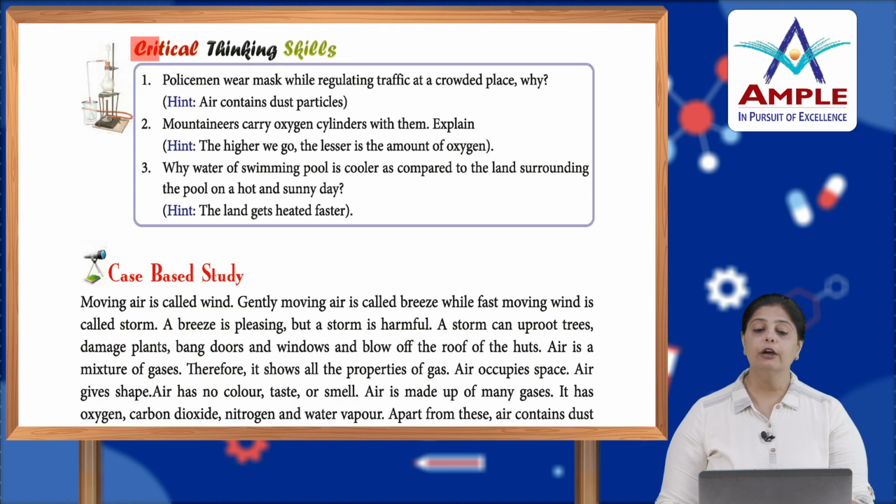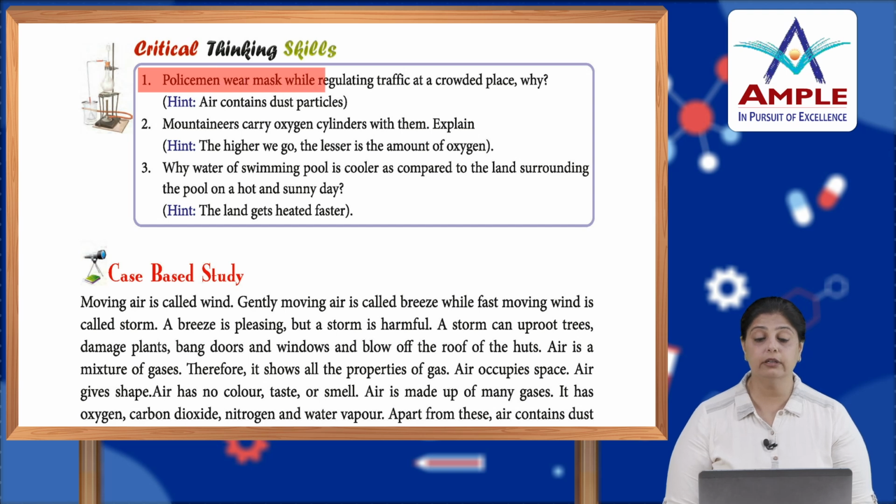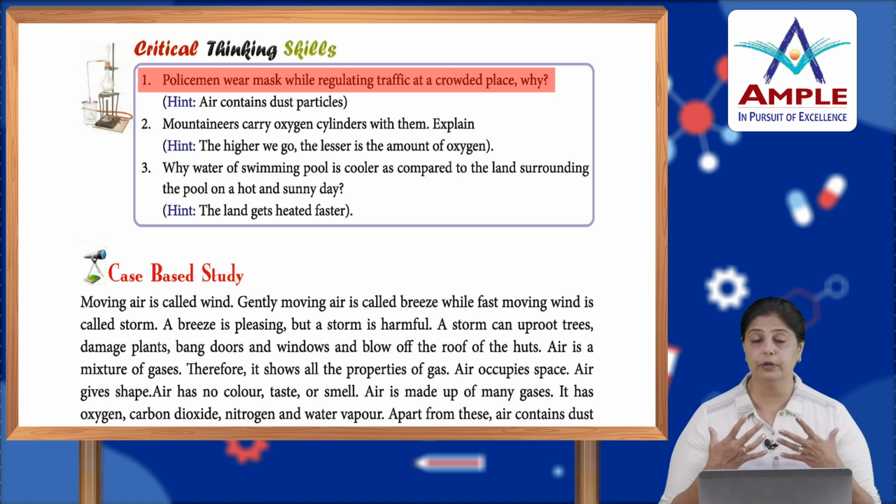Okay. Now, critical thinking skills. Policemen wear mask while regulating traffic at a crowded place. Why? They wear a mask because where there is a lot of traffic, a lot of pollution happens, and a lot of dust particles are there in the air. So, in order to safeguard themselves, they wear a mask.